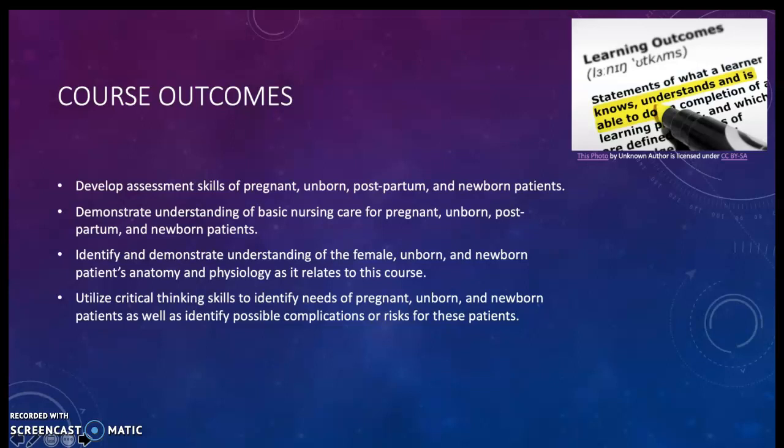Students will identify and demonstrate understanding of the female, newborn, unborn patient anatomy and physiology as it relates to this course. And students will utilize critical thinking skills to identify needs of pregnant, unborn, and newborn patients, as well as identify possible complications or risks for these patients.